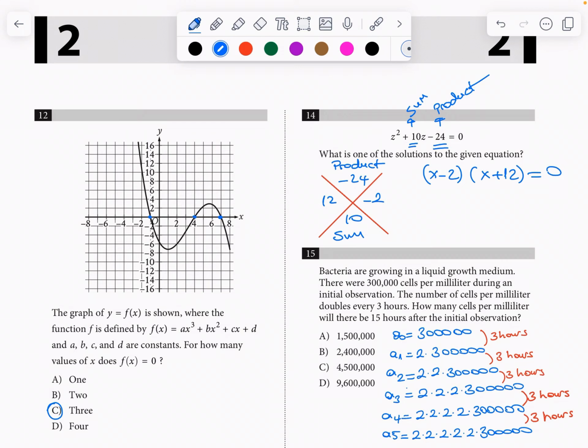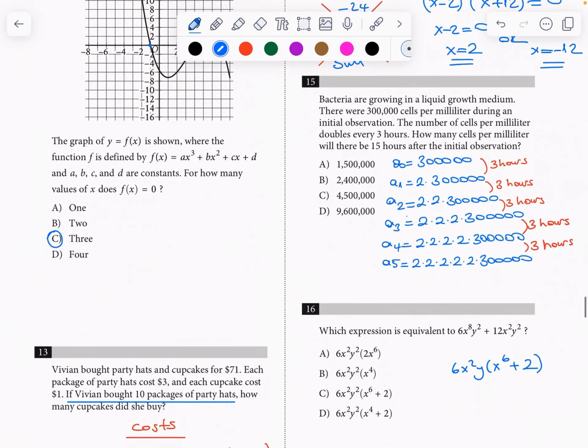So it might be, guys, even like x minus 2 is equal to 0, x is going to be equal to 2, or x plus 12 is equal to 0, x is going to be equal to -12. Okay, so we can use one of these solutions. Okay, next one.